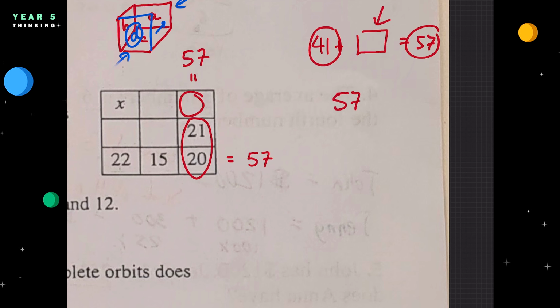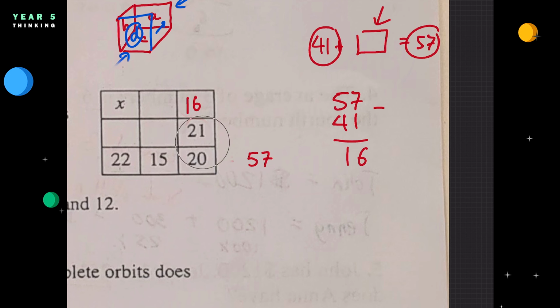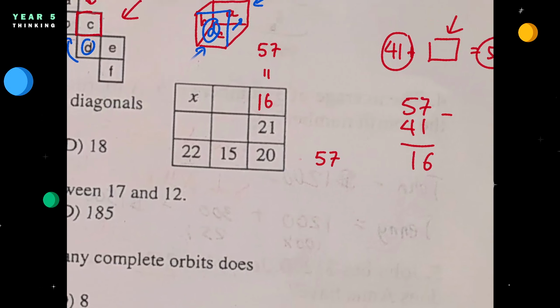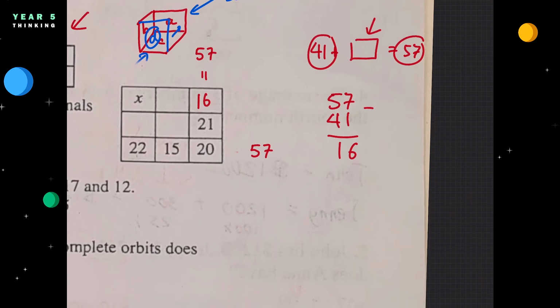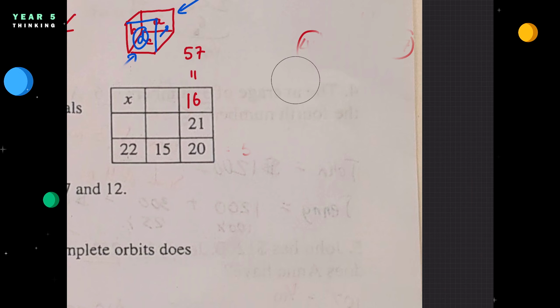So 57 minus 41. 7 minus 1 is 6. 5 minus 4 is 1. So this number must be 16. If you put 16 there, you will also get a sum of 57 on this side. Alright, we're starting to get it. Now, I need to get to X, okay? I need to find out what X is. But to get there, I need more information. So, which way can I add to get my information? We need to fill out more boxes.